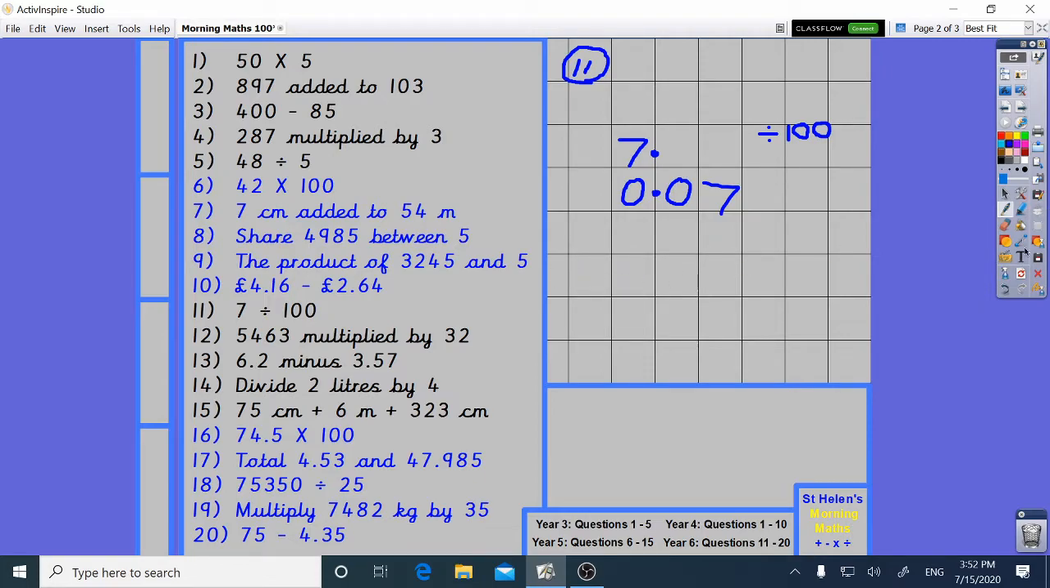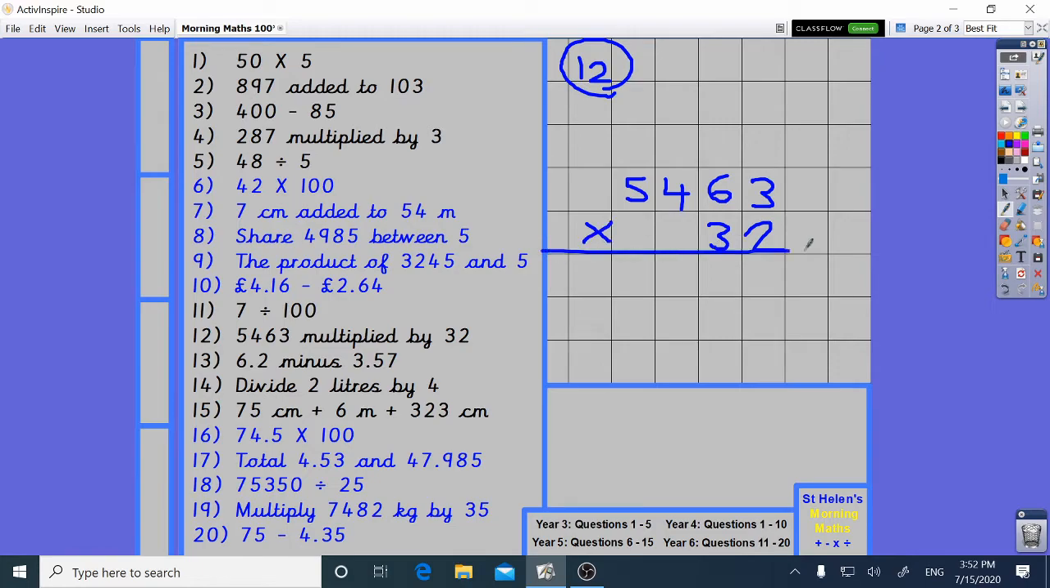And we get to question 12. This is a big old question. Question 12 is long multiplication. 5,463 multiplied by 32. 2 lines, that's a 2 of course, place a 0 here.